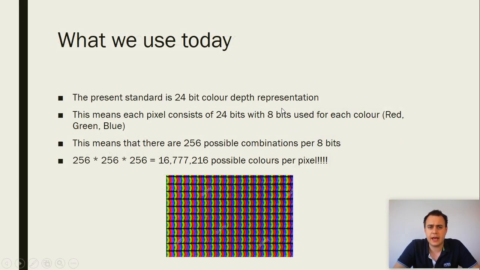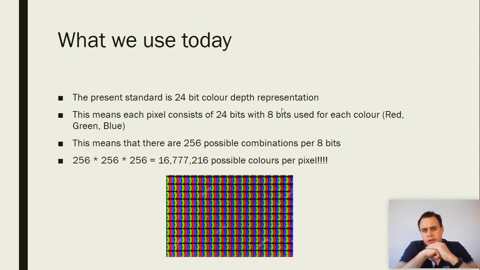So what we use today, the present standard, is 24 bits per pixel. And this means that each pixel consists of 24 bits with 8 bits used for each color: red, green, and blue. So everything you see on the screen is actually tricking you. Behind a pixel on a screen, you have red light, green light, and blue light, and these merge together. And your brain thinks, oh right, that's orange, even though it's only showing a bit of red light and a bit of green light and stuff like that.